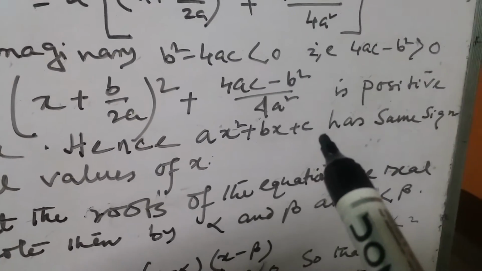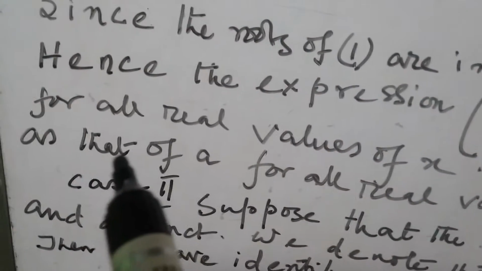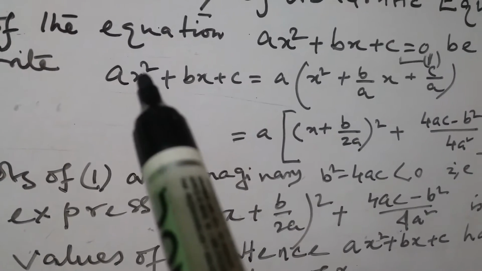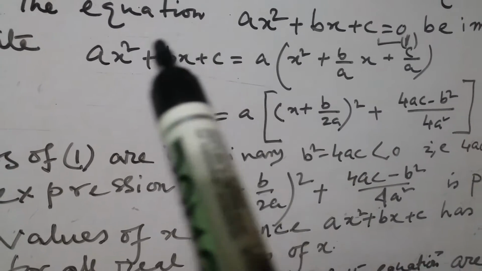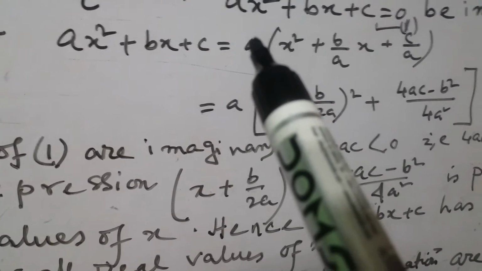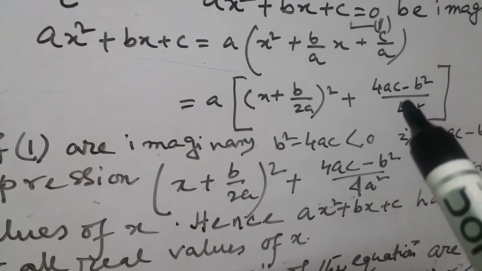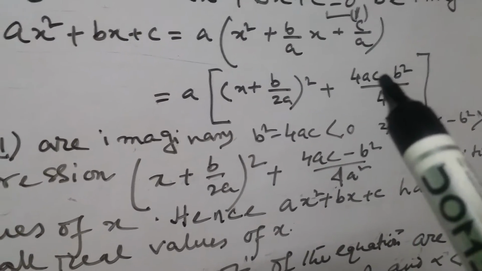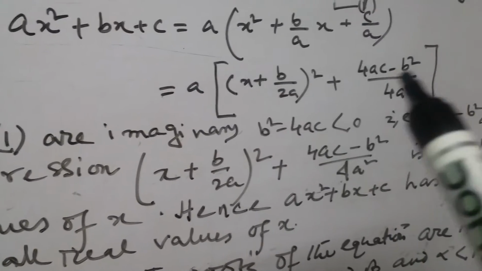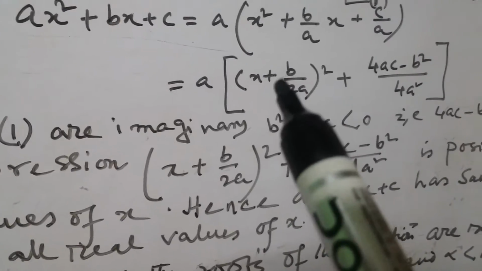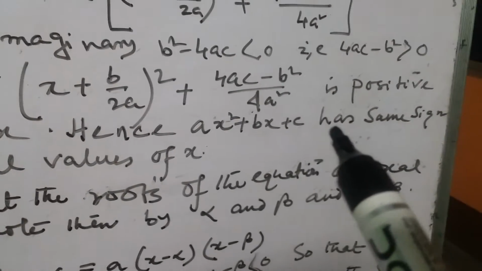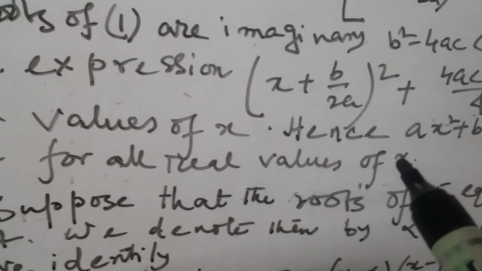Hence ax square plus bx plus c has the same sign as that of a for real values of x. If the roots are imaginary, then the value of this expression is the same sign as a, because after completing the square and since the roots are imaginary, the discriminant is less than 0, so this is greater than 0, a positive term, and the whole is positive. So if a is negative, then the total is negative, the same as a.